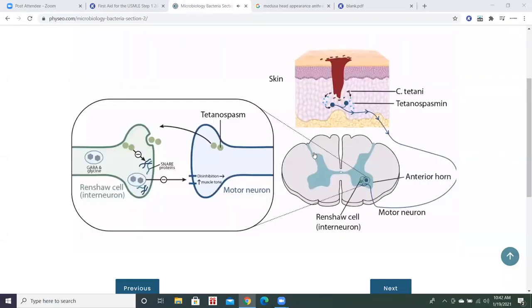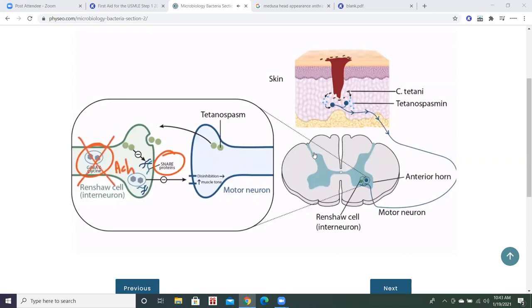This figure was shown in the last video, but the process is essentially the same, so we'll show it again here. Notice the snare proteins right here. These are responsible for releasing neurotransmitters into the synaptic cleft. The exotoxin of Clostridium tetani cleaves snare proteins associated with releasing GABA and glycine, as you can see in the image right here. However, the exotoxin of Clostridium botulinum cleaves snare proteins associated with releasing acetylcholine. So just imagine from this image that we'll cross this out and we're dealing with acetylcholine.